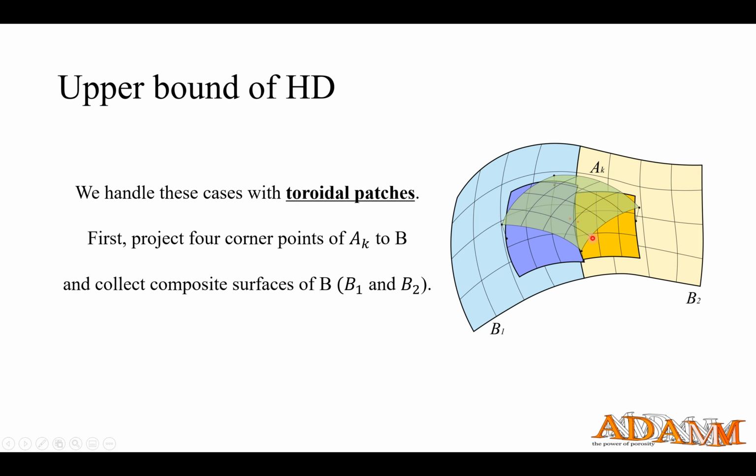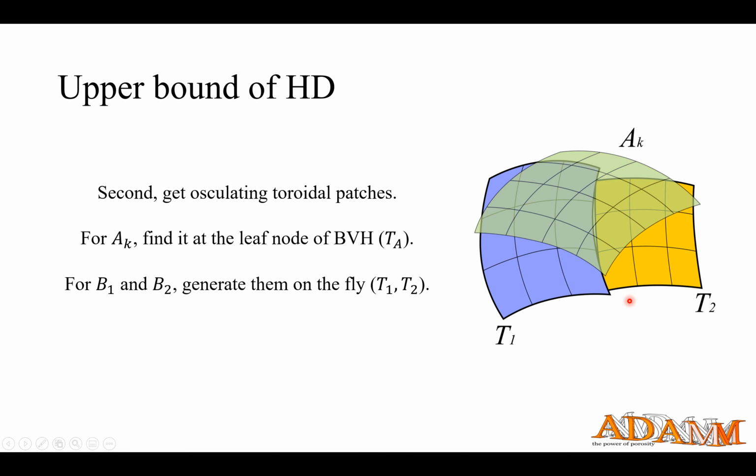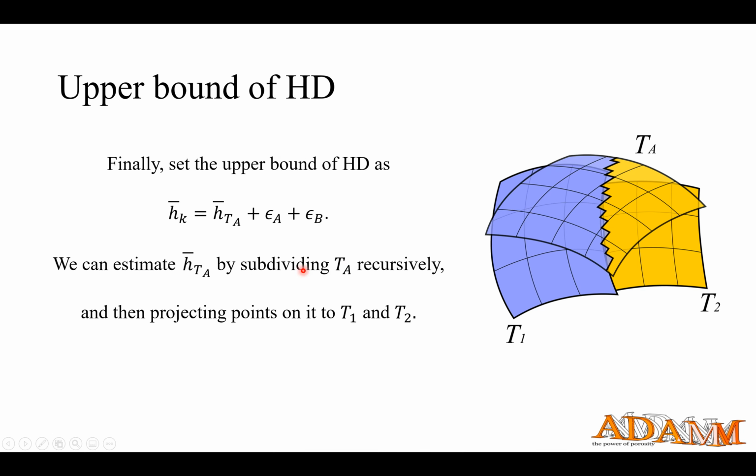First, we collect the corresponding surfaces of B to A_k. Then, we prepare osculating toroidal patches for the surfaces by loading them from the BVH or generating them on the fly. By subdividing T_A recursively and projecting sample points to other patches, we can estimate the upper bound of HD. Since we use toroidal patches, it is much more efficient to subdivide the patches and project points than with the original surfaces. We could handle the cross-boundary problem in this way.